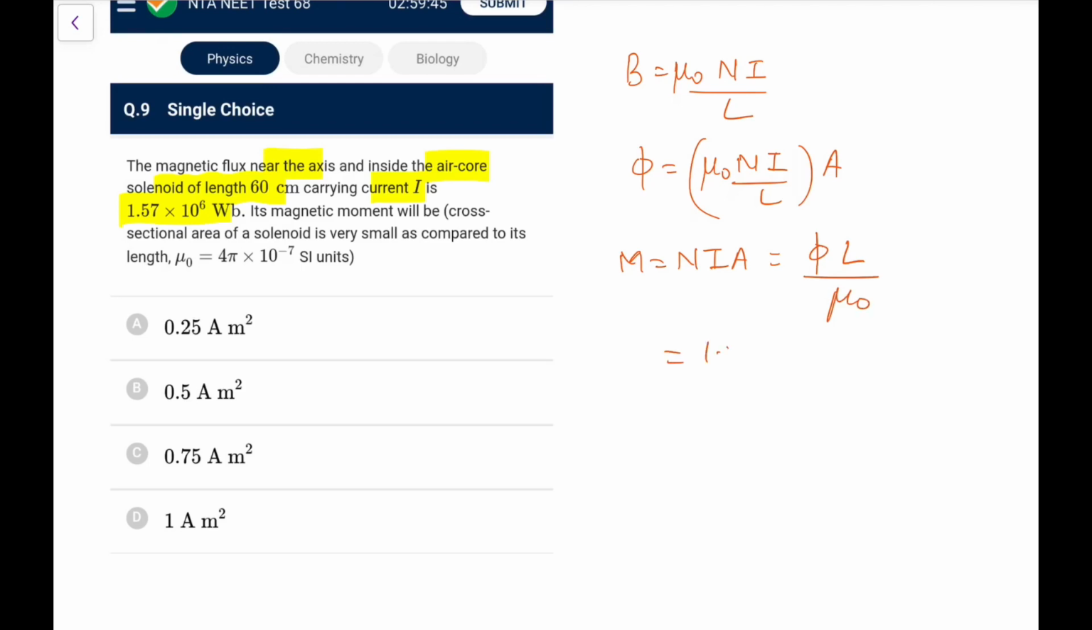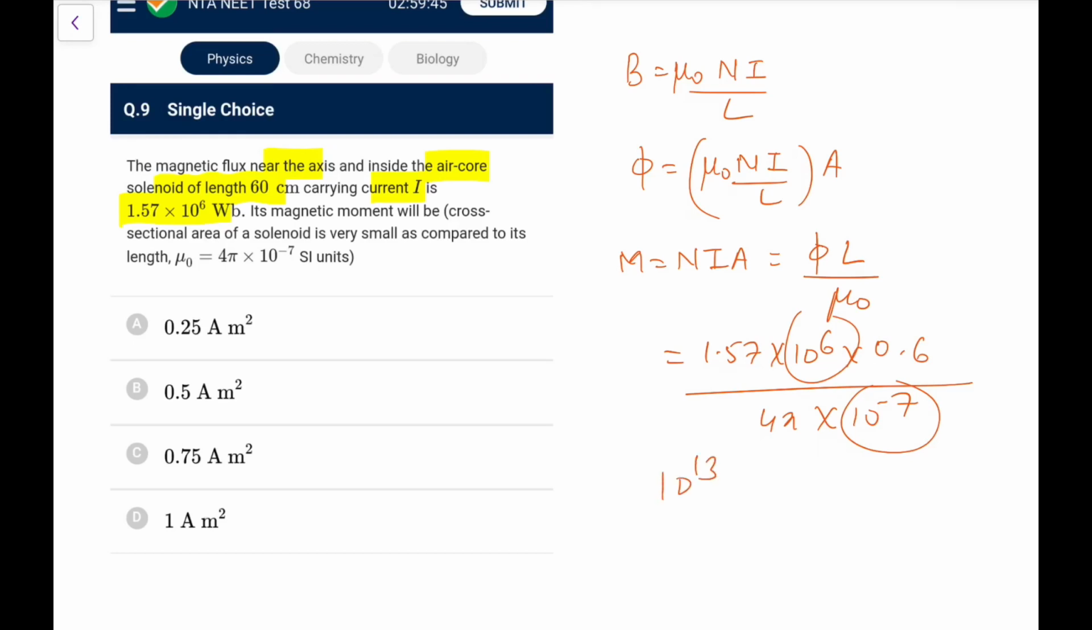What is phi? 1.57 into 10 to the power 6. What is L? L is 60, that is 0.6. What is mu naught? 4 pi into 10 to the power minus 7. So this becomes 10 to the power 13. 1.57 I can write as pi by 2, because 3.14 by 2, into 0.6 upon 4 pi. So this pi goes. So this is 0.6 by 8 into 10 to the power 13.